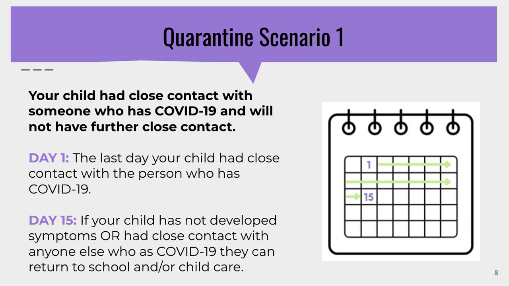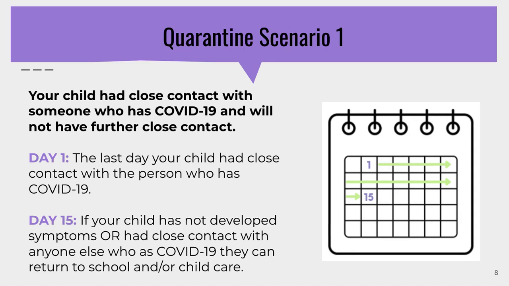In this scenario, your child would follow the 14-day quarantine guidance. They should stay home for 14 days and monitor their symptoms. Their last day of quarantine is 14 days from the date they last had close contact. If they have not developed symptoms, they can return to school or childcare on day 15.